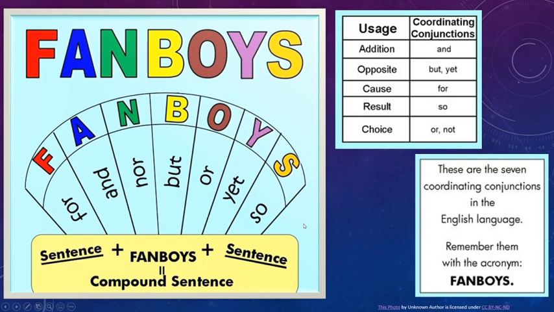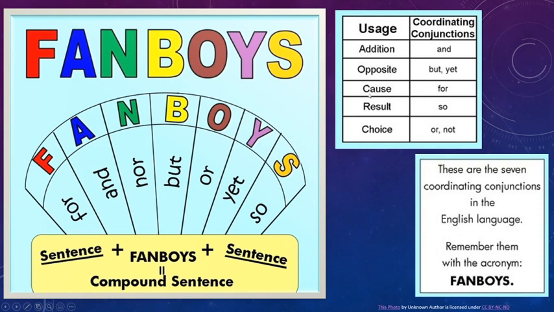Those are the only 7 coordinating conjunctions in the English language. They are used depending on your purpose. If you're adding information, then you're going to use this one. If one clause will be opposing the other one, then these are the ones that you should be adding.